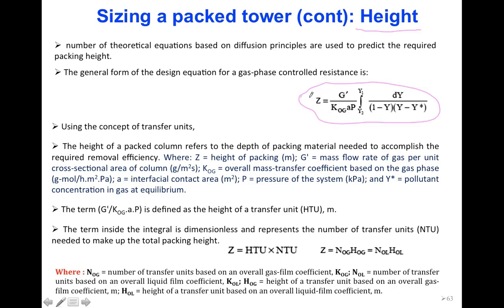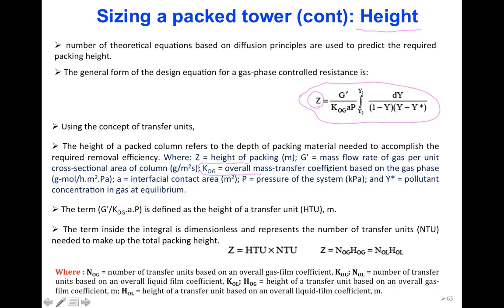To find the height, which can also be shown as Z, we use such an equation. It is a theoretical equation mainly written based on the mass transfer between the liquid and gas phase. In this equation you have all the definitions here, like G prime and KOG, which is the overall volumetric mass transfer coefficient. You don't need to know this because it's not very critical, and you don't need to memorize it.